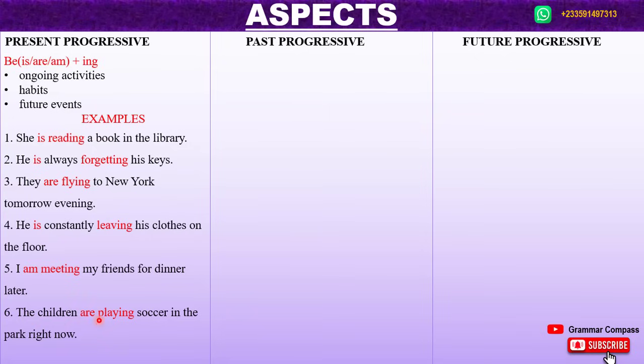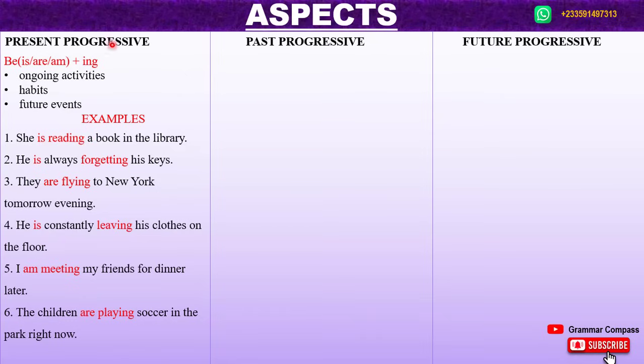The next one. The children are playing soccer in the park right now. What makes it present continuous? Are playing. Ongoing action. So take note that whenever you have a verb phrase which consists of two verbs or more, the first verb is the one that shows the tense. So over here we have is, are, is, are, they are all present, and then the presence of ing makes it present continuous or present progressive.